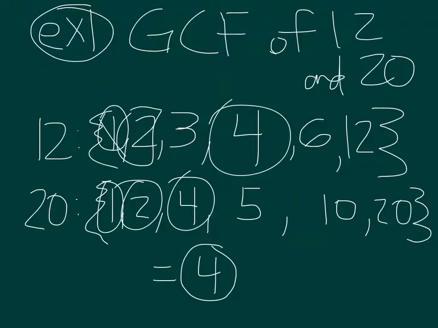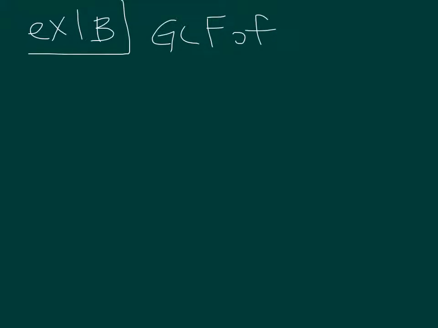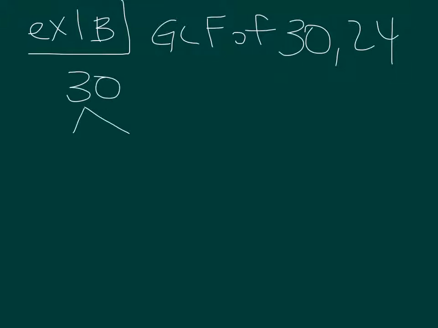But there are other ways of doing it also when we have different numbers. And that's where the prime factorization trees will come in. So let's try one like that. This is example 1b. This is GCF of 30 and 24. It might help to do these factor trees. 15 and 2, 5 and 3. So this one is 2 times 3 times 5.